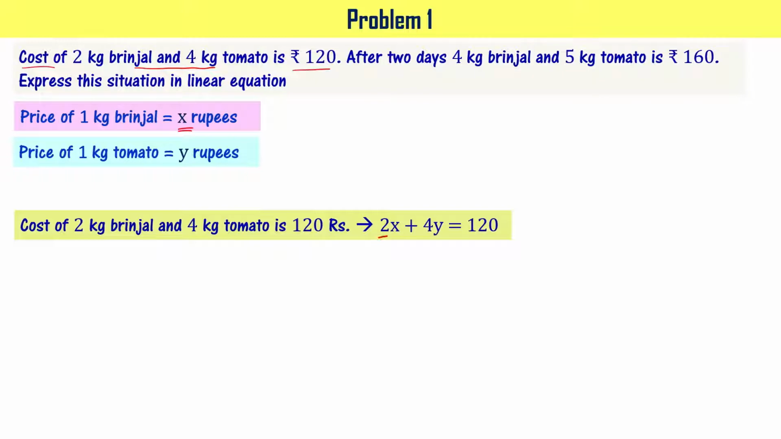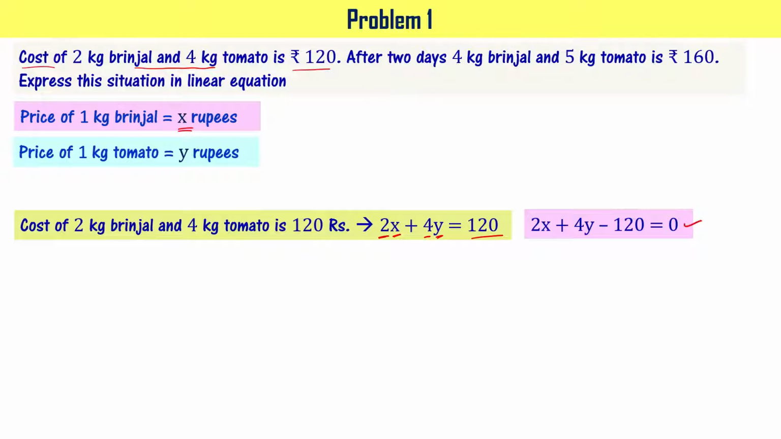Here 2 denotes 2 kg of brinjal and x denotes the price of 1 kg brinjal. That plus 4 kg of tomato and times y is price of 1 kg tomato, that is equal to 120 rupees. This is the total cost. This equation can be written as 2x plus 4y minus 120 equal to 0 also.